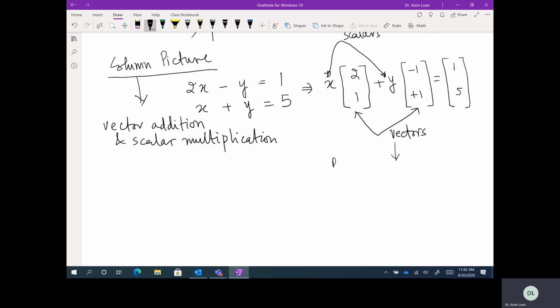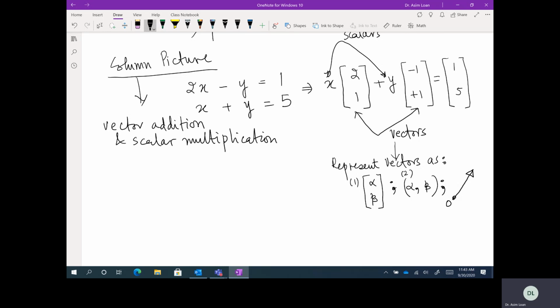How can we represent vectors? We can represent vectors as column vectors, or we can represent vectors as a list. So this can be alpha beta, or alpha comma beta. This is the first way, this is the second way, or we can represent them as a vector from the origin.